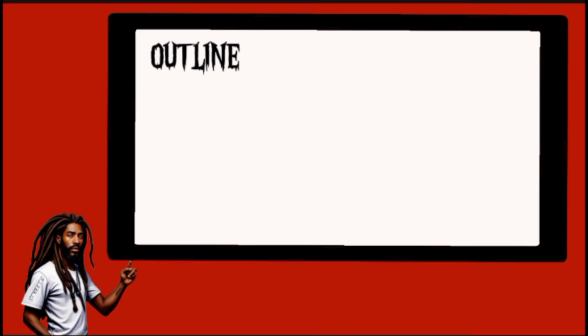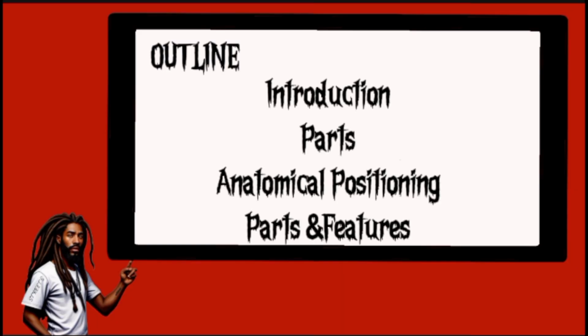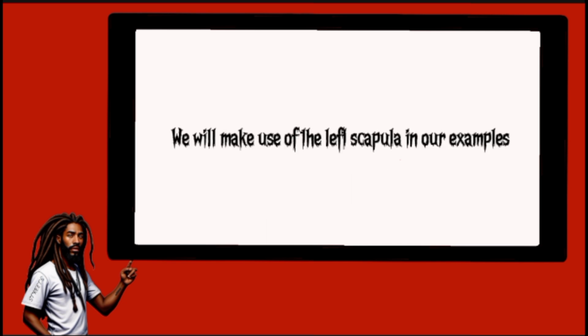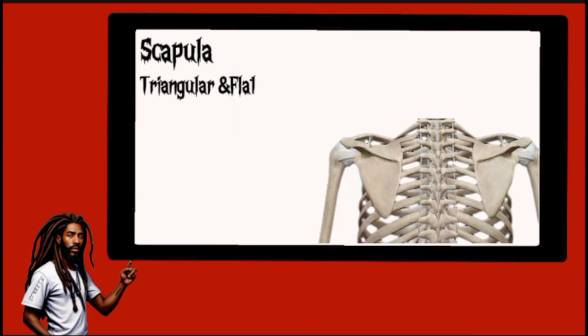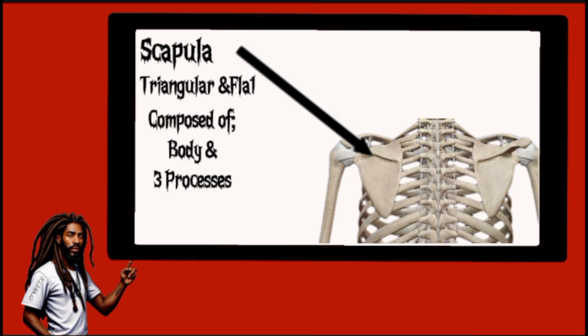Na the outline wey we wan use study the scapula be this on top your screen. Keep in mind that in this video, na the left scapula na im we go dey use do our examples. For anywhere wey we no use both, na the left scapula na im we go use. Now, make we take a look at the scapula. Make we introduce am. So, the scapula on both sides is triangular and is a flat bone. It is composed of a body and three processes. We get three processes of the scapula.